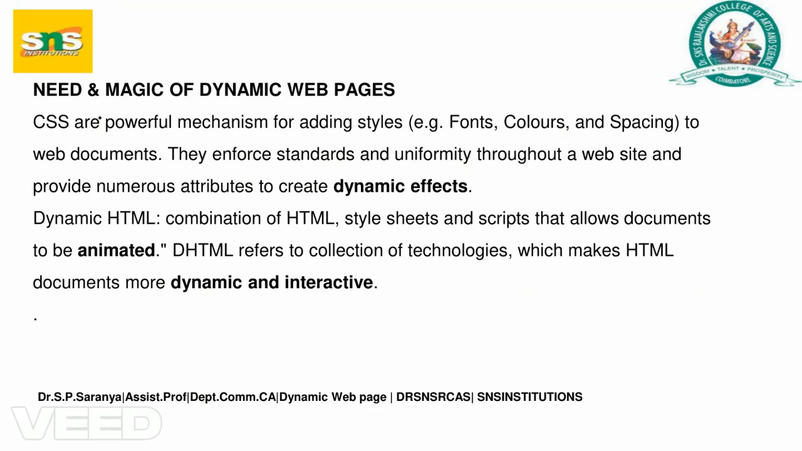The magic of dynamic web pages is CSS. That means a powerful mechanism for adding styles, for example font, colors, and spacing, and also graphics and images to web documents. It enforces standards and uniformity throughout the website and provides numerous attributes to create dynamic effects. Dynamic HTML is a combination of HTML, style sheets and scripts that allows documents to be animated. DHTML refers to a collection of technologies which make HTML documents more dynamic and interactive.